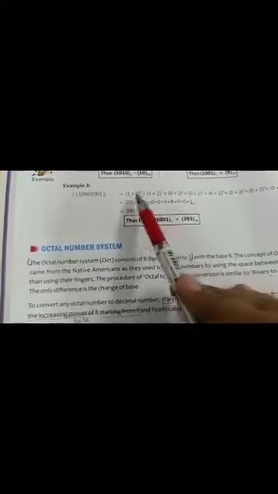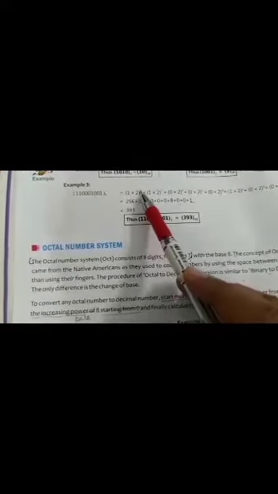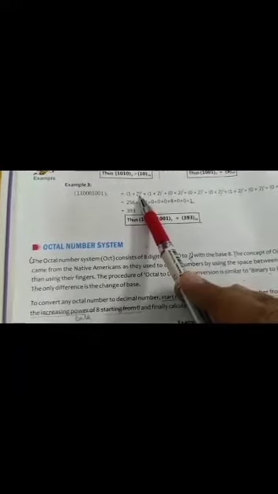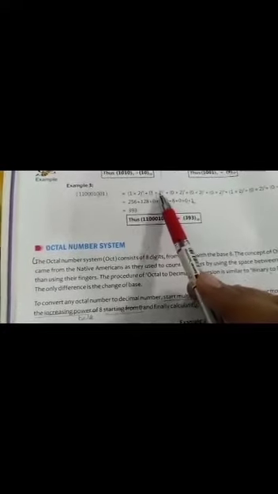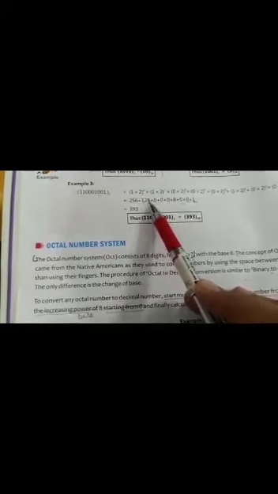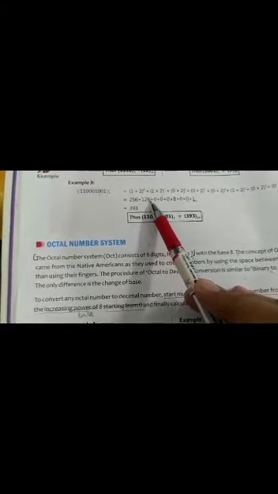Next is 1. 1 multiplied by 2 power 8. Multiply 2 8 times. By multiplying 2 7 times, it is 128. Now again multiply 128 by 2, it is 256. So 1 multiplied by 256 is equal to 256.